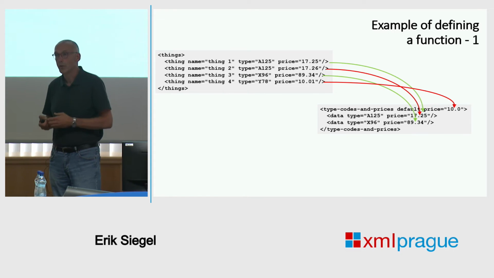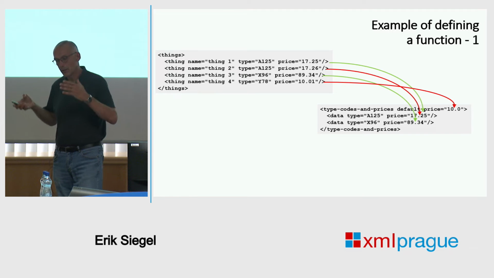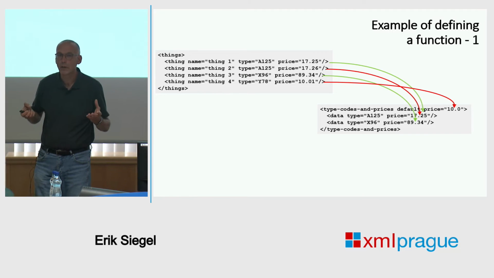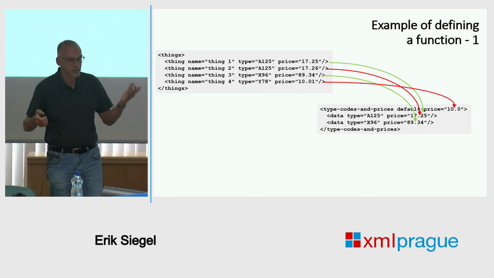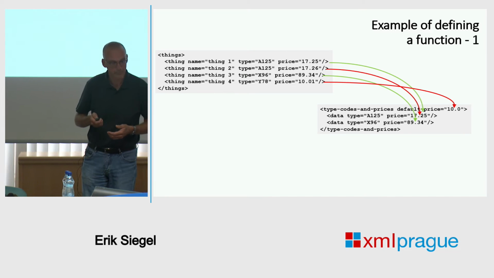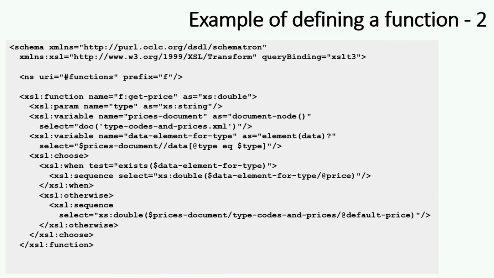So what we want to do is write a Schematron schema that validates this for us. A good way to do it would be to have a function that, given the type of a thing, looks up the price for you using this external document and returns the price. So let's try to write that. Here is the first part of the schema, defining a function. So let's go over the details again like we did for the XSL key.